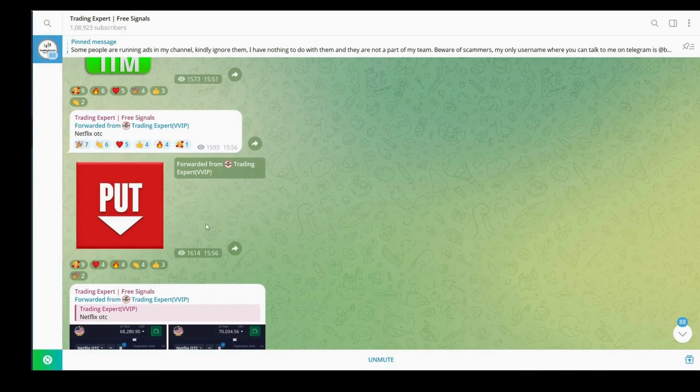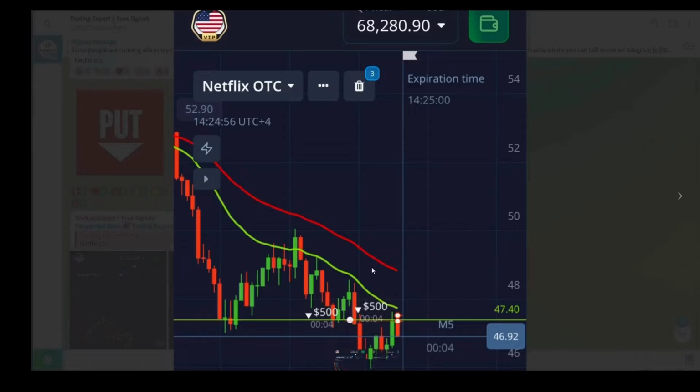Next, we provided another signal on Netflix OTC for the downside move. The logic was the same. There was a clear downtrend, the moving average was acting as resistance, and the previous candle closed below the moving average. That's why we provided a sell signal in the direction of the trend, and we won this trade as well.